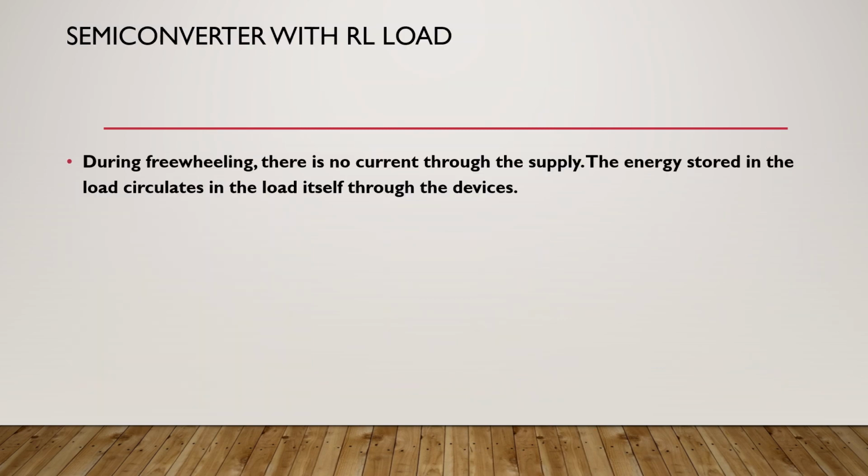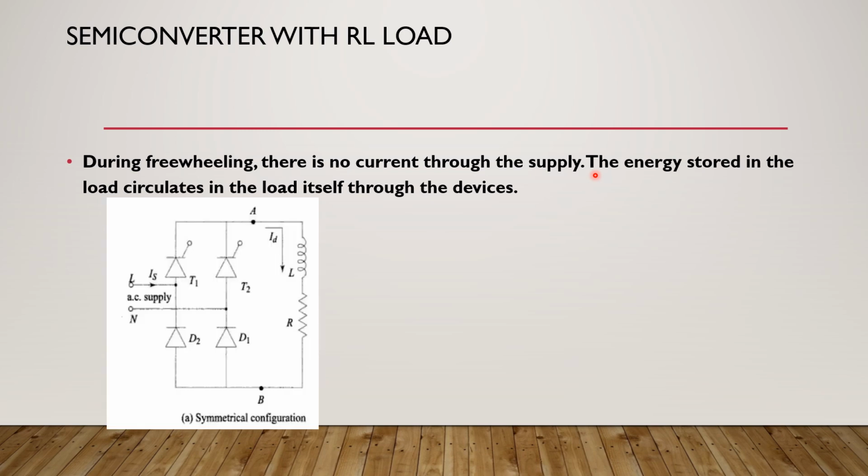Semi-converter with RL load, there is something called freewheeling. So what is the freewheeling period? During the freewheeling period, there is no current through the supply. During the time alpha to pi, the inductor had stored energy. So from alpha to pi, T1 and D1 were conducting. In the positive half cycle, T1 and D1 were conducting and the inductor stores energy. Now at pi, what has happened?